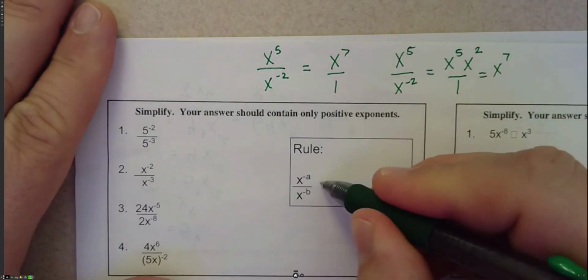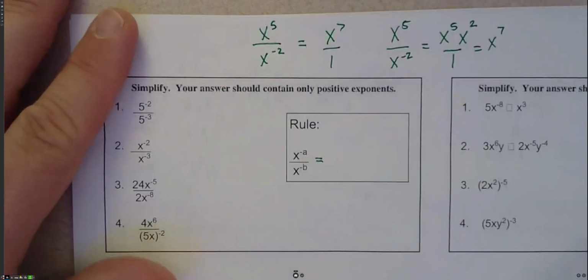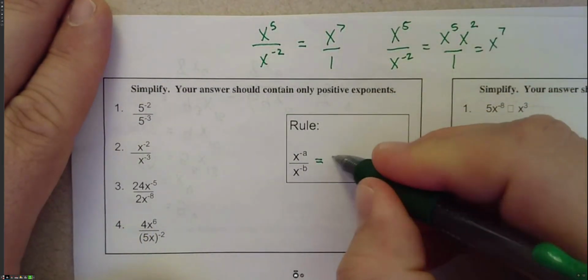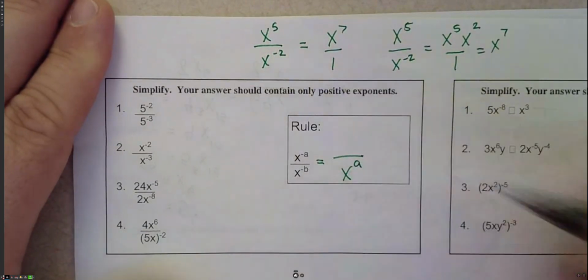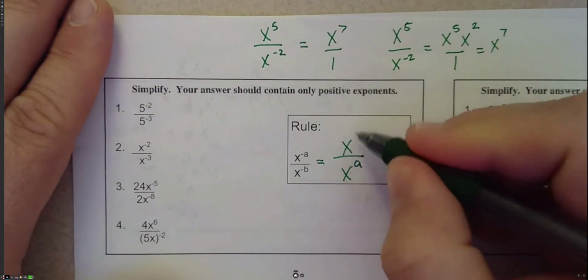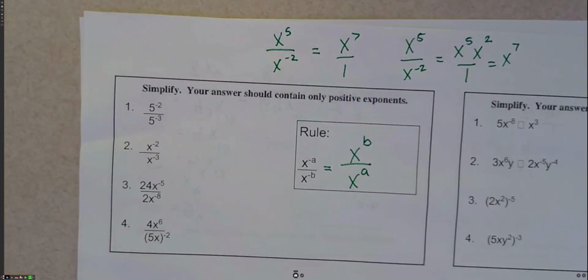So really what I mean by this is that x to the a will go to the bottom, and x to the b will go to the top. So wherever it is, it's in the wrong place. You move it, and you change its sign.